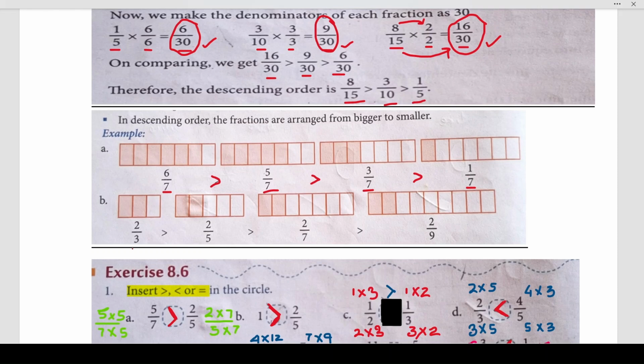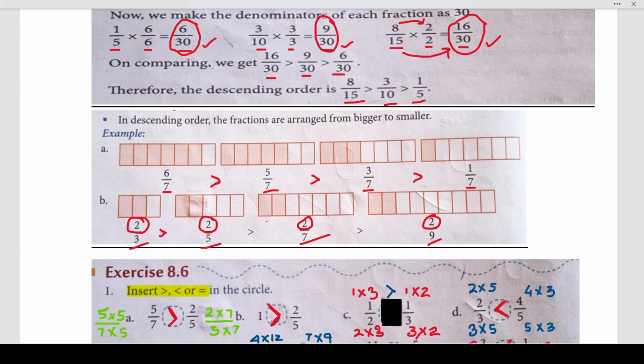But if the numerators are the same: in 2 by 3 the numerator is 2, in 2 by 5 the numerator is 2, in 2 by 7 the numerator is 2, and again in 2 by 9 the numerator is 2. So now what will we compare? We will compare which has the smallest denominator. 3 is smaller, then 5, then 7 and then 9. So we will place the comparative sign towards smallest to biggest. Okay, this is in descending order.